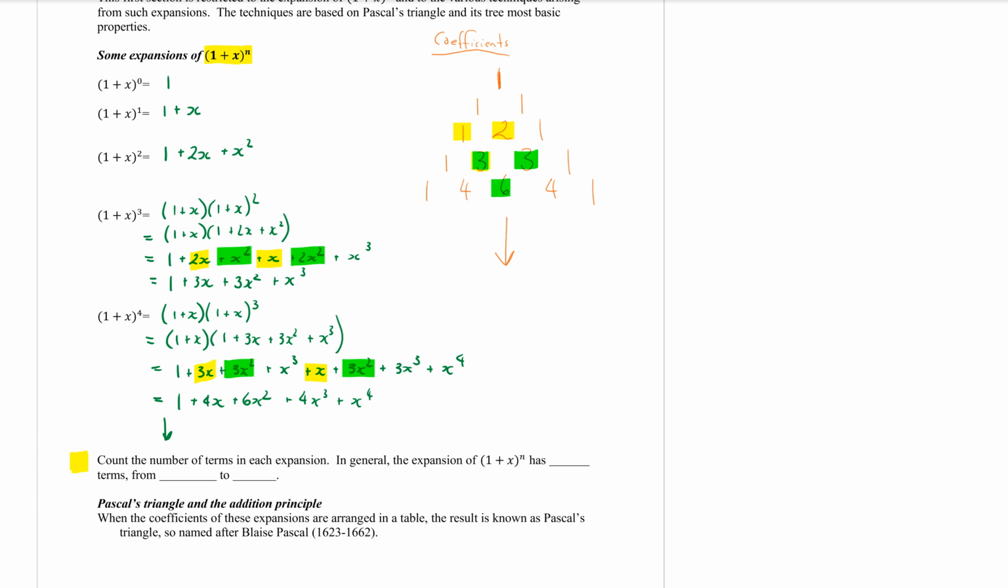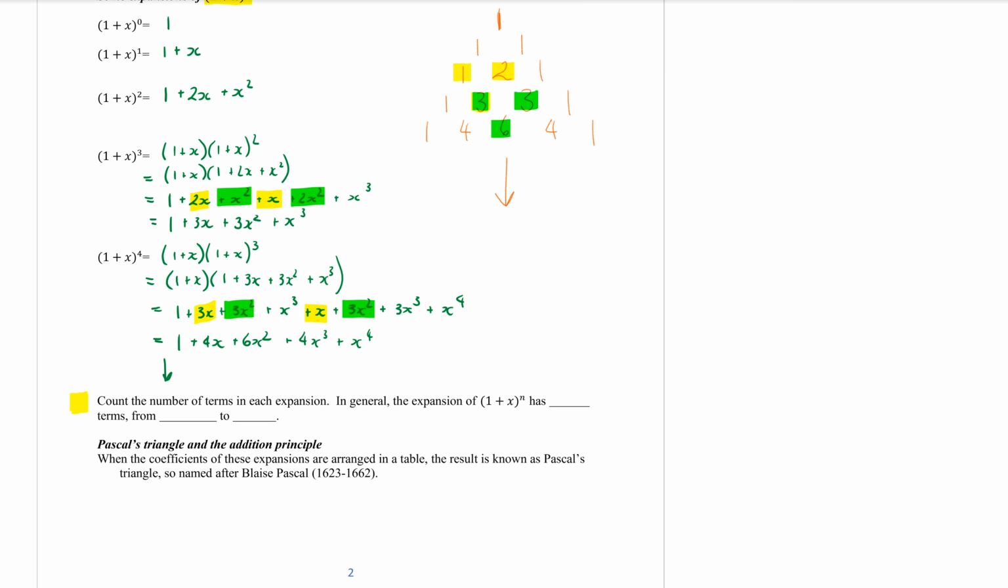It says count the number of terms in each expansion. In general, if I'm expanding 1 plus x to the power of n, it is going to have 1 more than the power. So if the power is n, it's going to have n plus 1 terms. Now those terms are going to have increasing powers of x. The first term is always 1, which is the same as x to the power of 0, which is equal to 1. And our x part of our expansion is always going to be increasing as we go along until we get to the same power.